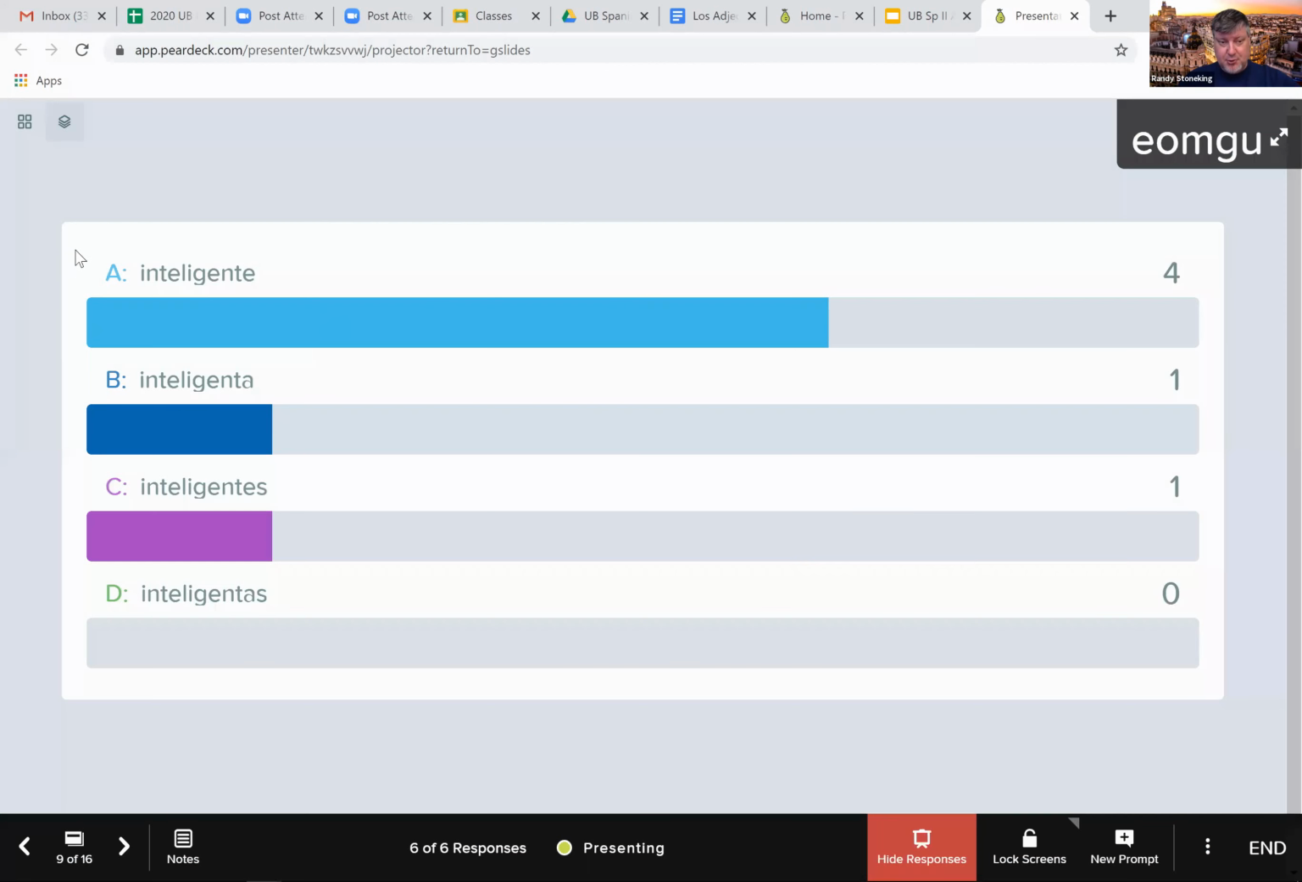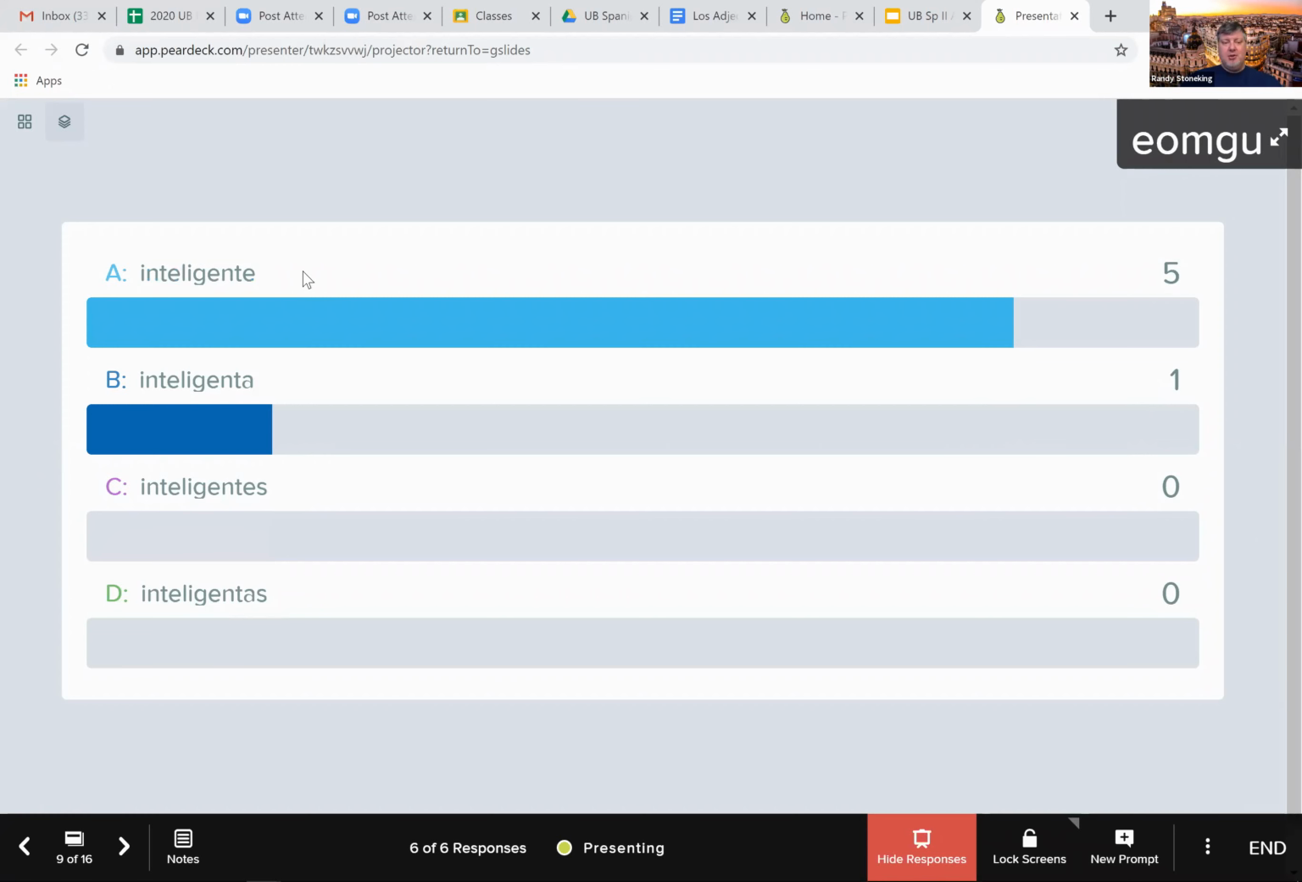So from our answer choices, inteligente or inteligenta, remember what we said, we only have to change to an A if the original word ends with an O. So the original word is just inteligente. It doesn't change to an A. So the correct answer there is just going to be A, inteligente. We don't need to change it to inteligenta or two of them inteligentas. It's just inteligente.